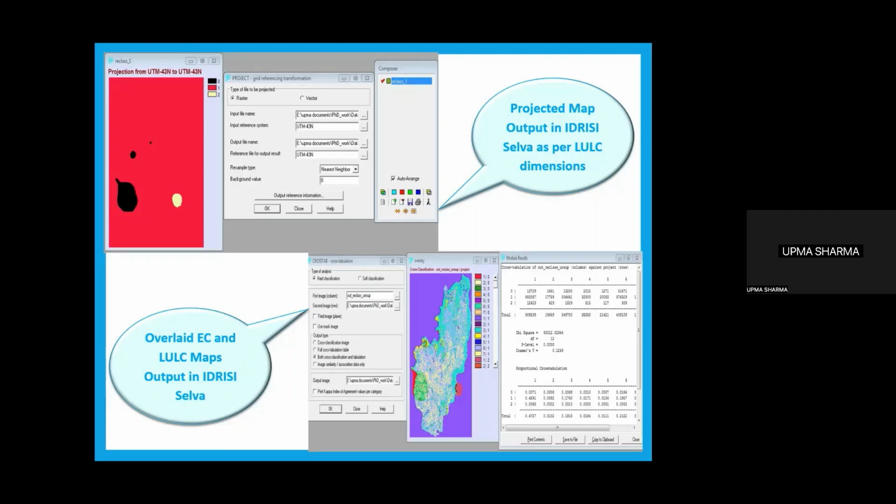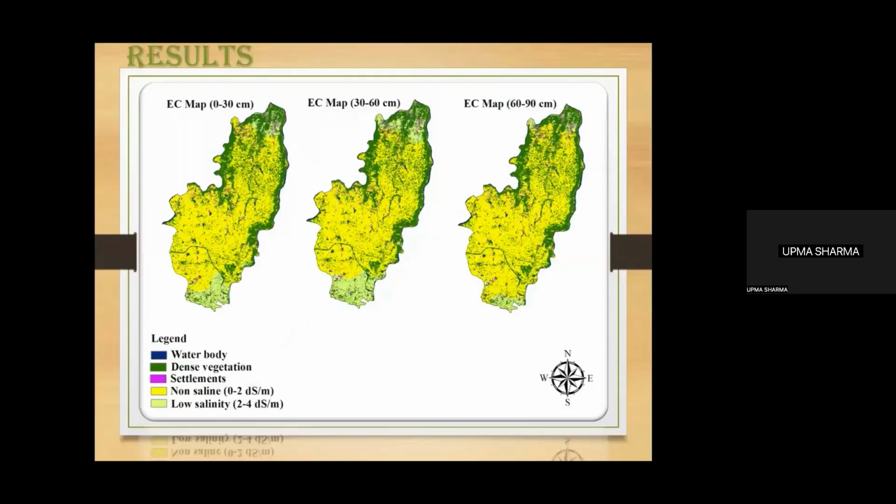Here, by overlaying EC and LULC maps on EC, we have done the area calculation. You can see here as per barren land, wheat land, wheat crop and mustard crops, how much area has been saline in barren, how much in mustard, how much in wheat. Here are my results.